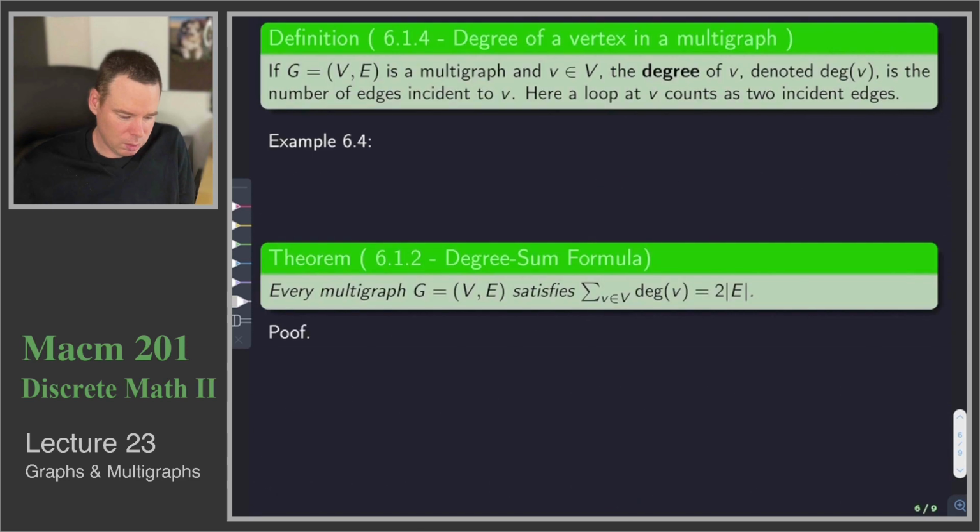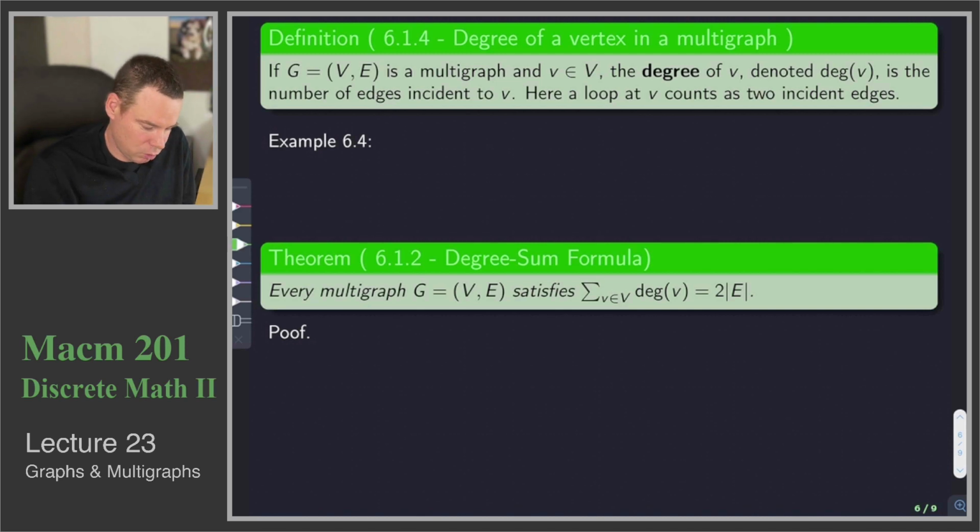So now we'll introduce a little bit more terminology, some definitions here. If G is a multigraph and V is a vertex, then we're going to define what the degree of a vertex is. It's denoted by DEG of V, and it's just the number of edges that are incident to V. Here, we're going to assume that a loop counts as 2 incident edges.